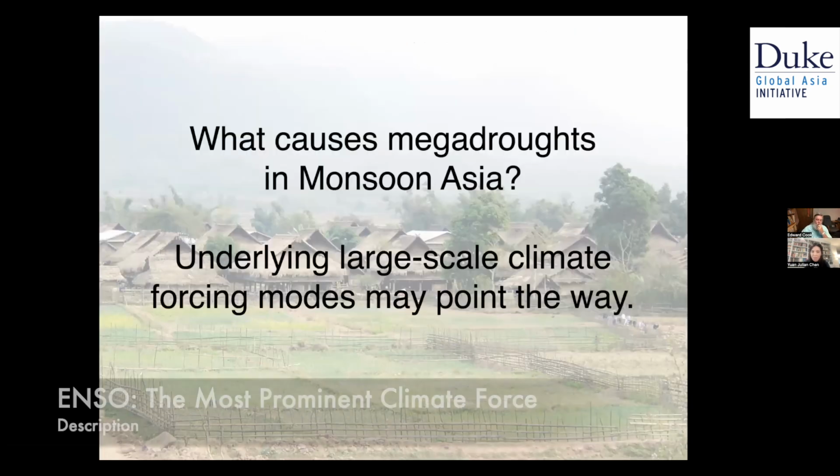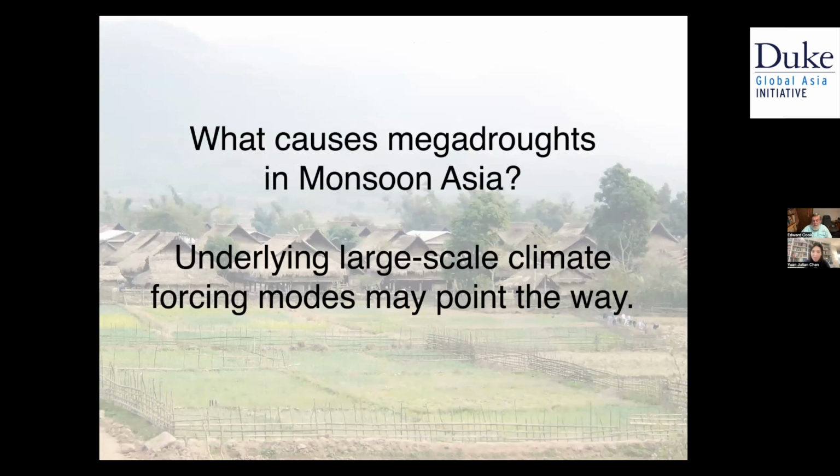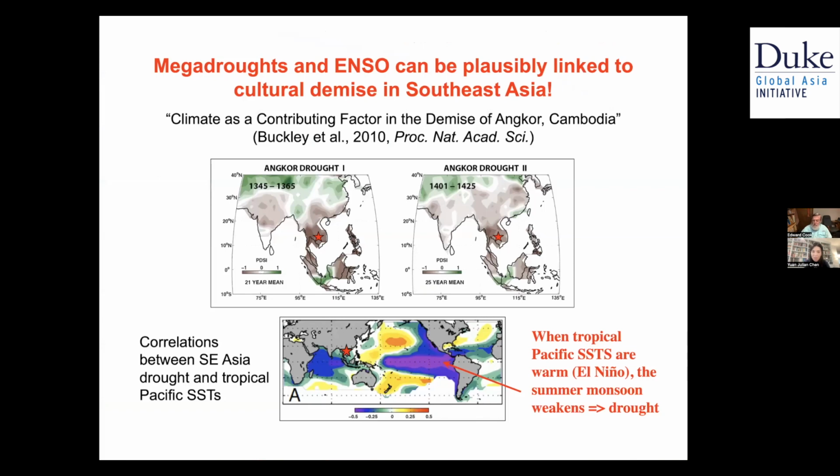Then on to the more general climate issues: what causes megadroughts in monsoon Asia? Understanding large-scale climate forcing modes may point the way. And this is where ENSO, the El Niño Southern Oscillation, comes in big time, because there's no question that this process in the tropical Pacific, right through this area right here, has a profound influence on drought and wetness over monsoon Asia areas like around in here. Therefore, we can link the climate reconstructions and the cultural impacts of climate on people in Asia to what is going on in the tropical Pacific.